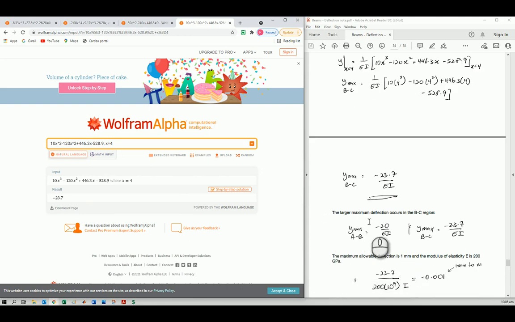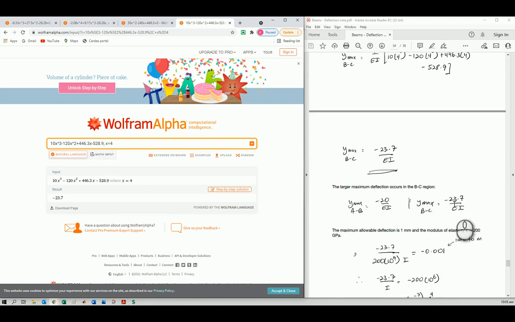So the larger maximum deflection occurs in the region BC. So this was between A and B, this was between B and C. So of course this one is the larger value. Remember again we're looking at the numerically larger value, not the fact that it's negative. Because it pushes down in the negative direction of the y-axis, that's why we have the negative. But the actual value is 23.7 over EI.